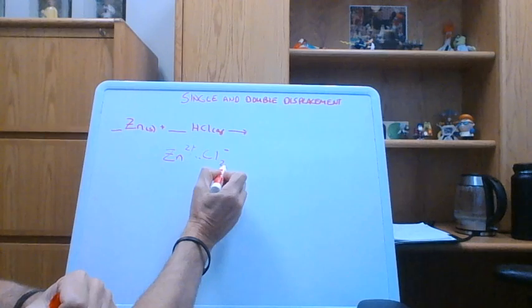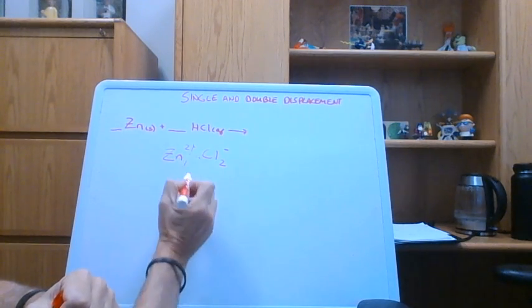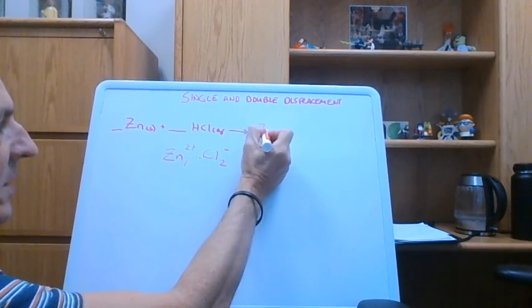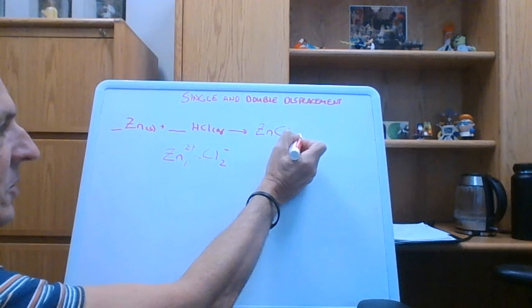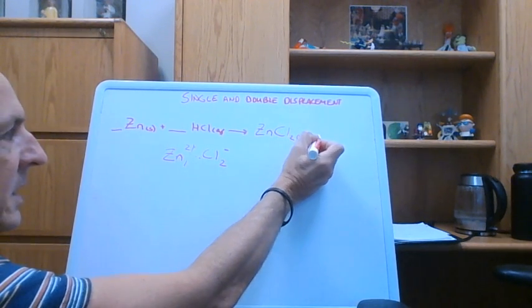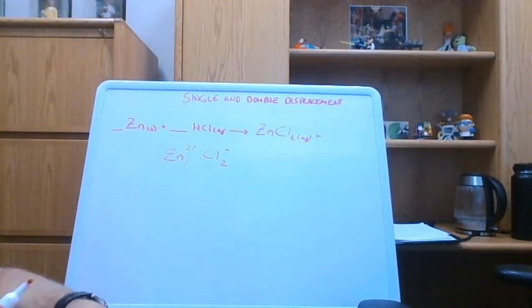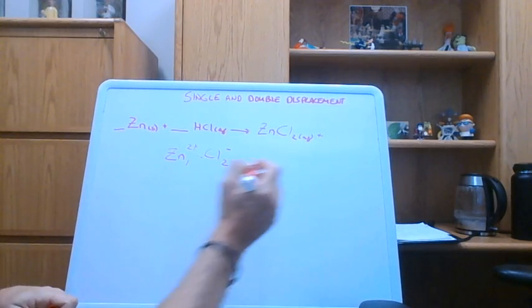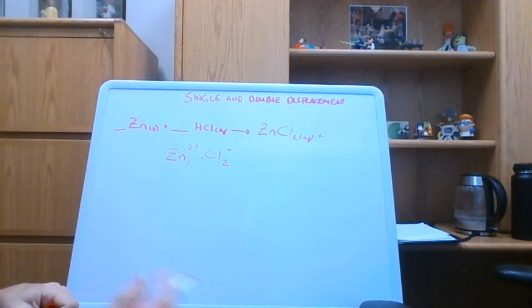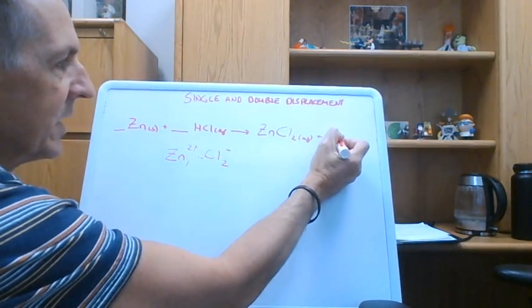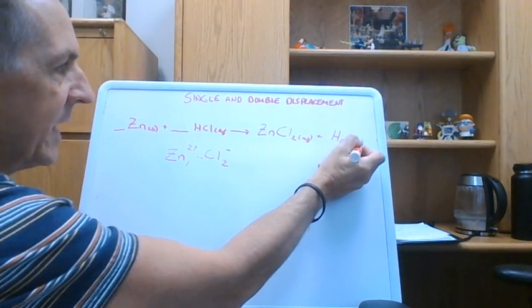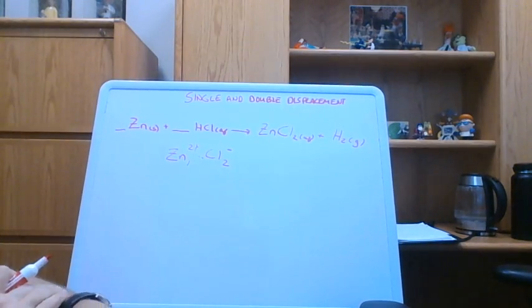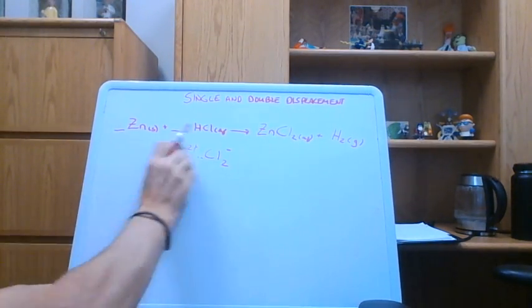We cross multiply, that tells us we need 2 chlorine and 1 zinc. So one of our products is going to be zinc chloride. And chlorides, halides, tend to be aqueous, and there's no exception for zinc in that rule. And the other product is going to be hydrogen by itself, and we have to remember that hydrogen is going to be diatomic. All right, so now we've predicted our two products.